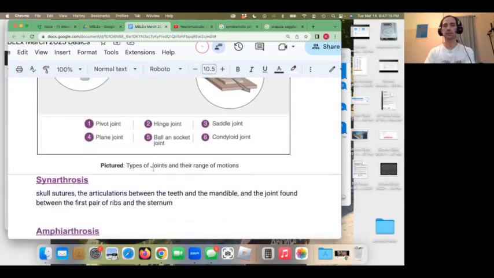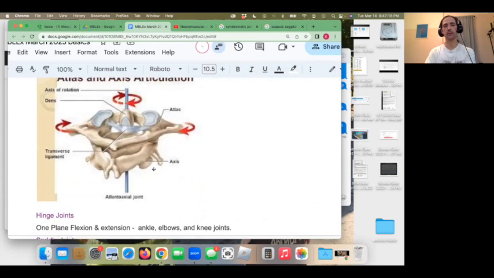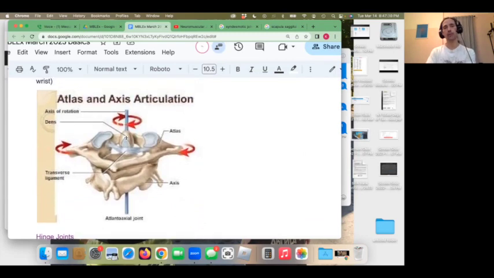So pivot joints. So pivot joints are found, one of them between the atlas and the axis. I did see this on one of the practice questions, and I didn't know this before the practice question. I'm in my field what's called a bonehead. So I was surprised that I didn't know this. But the atlas and the axis, they're the top two bones of the spine. They interact with the skull. They interact with each other.